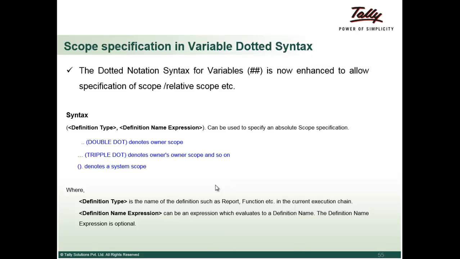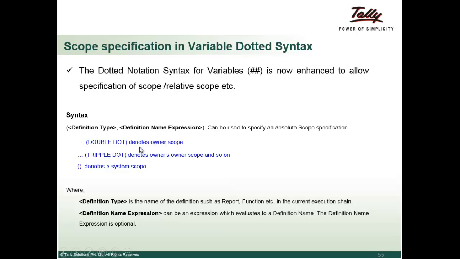Next we have the scope specification in variable dotted syntax. The dotted syntax for variables is now enhanced to allow specification of scope. So how do you access variables in a different scope from the current scope is what we will see now. You would have already gone through this concept in objects and collection. We have the concept of double dot, triple dot, and open bracket, close bracket, dot, which denotes the system scope. We can use a similar concept in variables also.